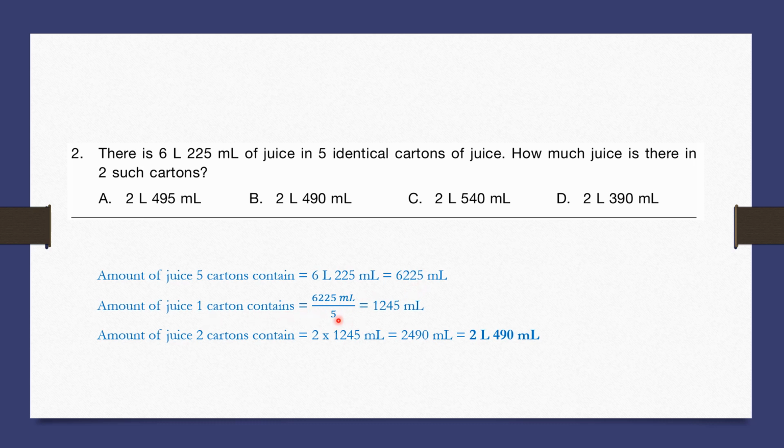So 1 carton contains the juice amount of 1245 milliliter. Now we have to calculate how much amount 2 such cartons contain. So we multiply 1245 by 2. So we get 2490 milliliter, which can be written as 2 liter 490 milliliter.